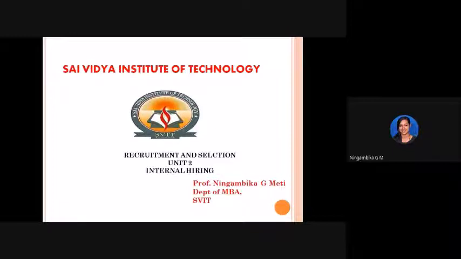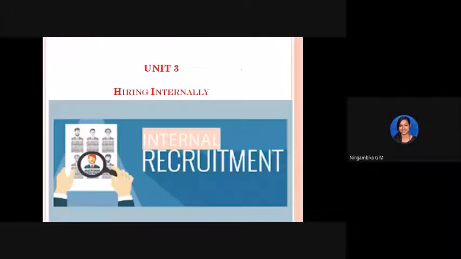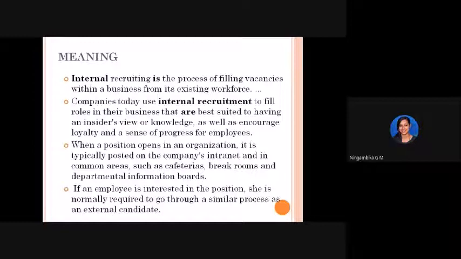In the previous class, we learned about the first unit of recruitment and selection. Today I'll be talking about unit 2, that is internal hiring. You can make out in the picture there are six people. Among them, one person is looking in detail and checking out a profile. By that, we can understand he is finding a suitable person from inside the organization. So let us understand the meaning of internal recruitment.